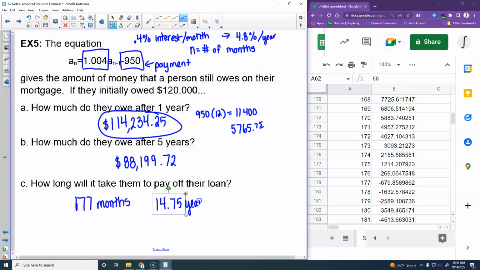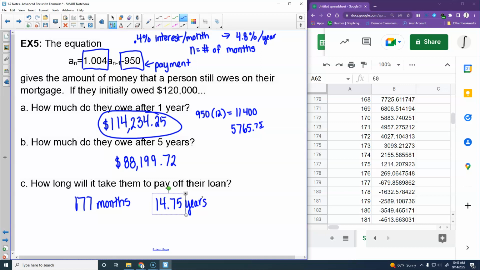Now, that's not bad. Paying off your house in 15 years is pretty good. A lot of people do 30-year mortgages on their houses. If you did a 30-year mortgage, you would have a lower payment, but you would have to pay it for 30 years, and it would end up costing you more in the long run.